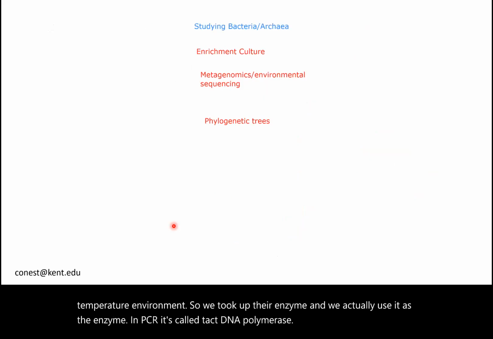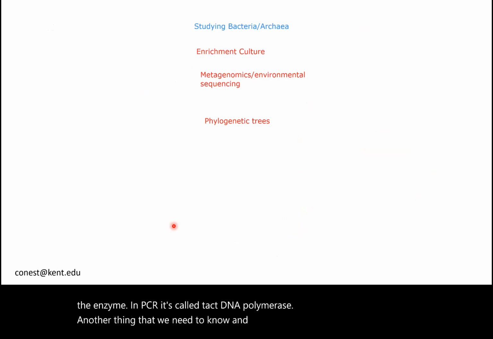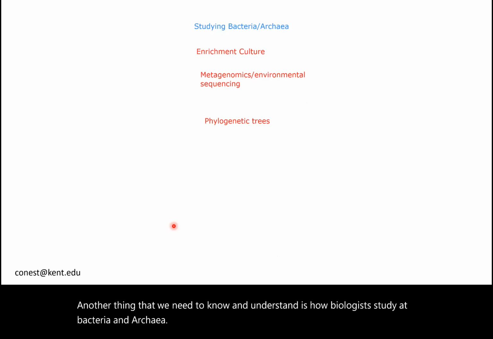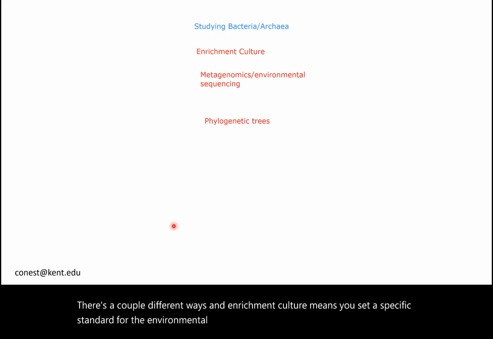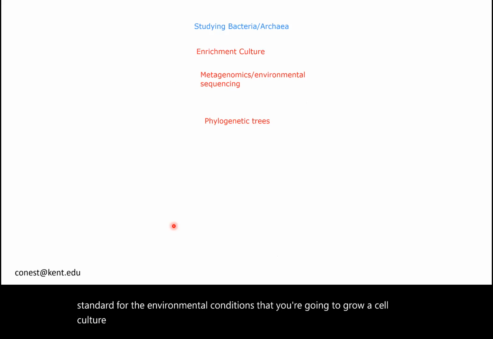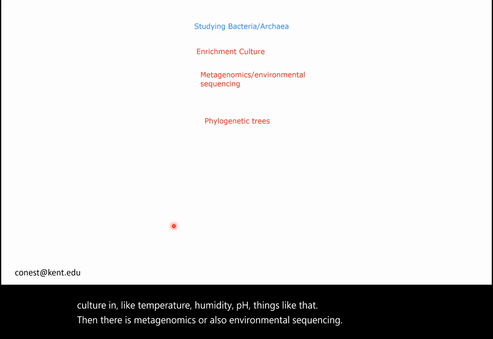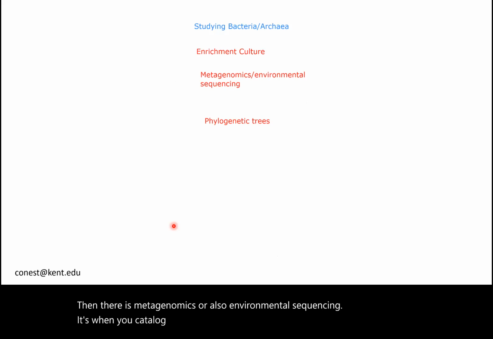Another thing that we need to know and understand is how biologists study bacteria and archaea. There's a couple different ways. Enrichment culture means you set a specific standard for the environmental conditions that you're going to grow a cell culture in, like temperature, humidity, pH, things like that. Then there's metagenomics, or also environmental sequencing. It's when you catalog all the genes present in a community of prokaryotes.